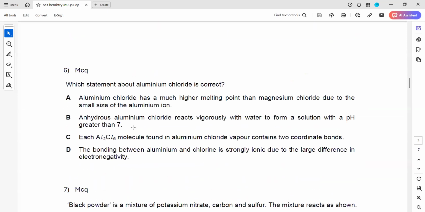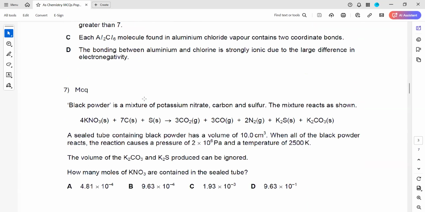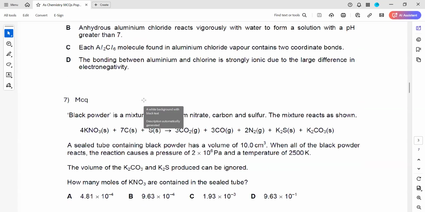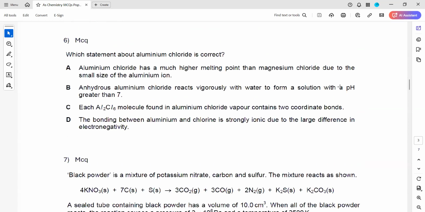Question 6. Question 6 or 7, any doubt? Question 7. In question 6, which statement about aluminium chloride is correct? What is the statement of aluminium chloride?